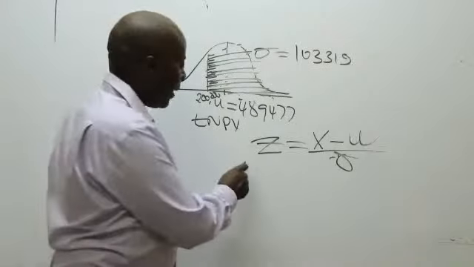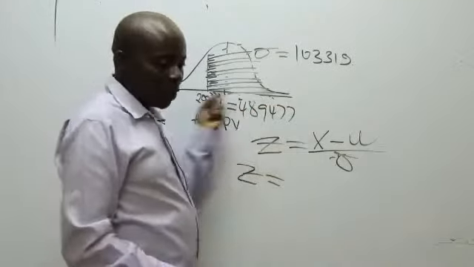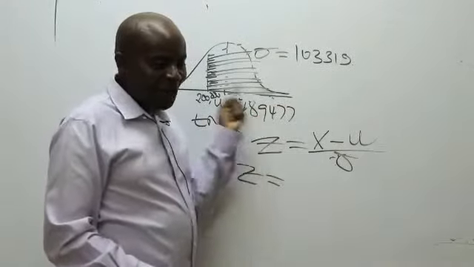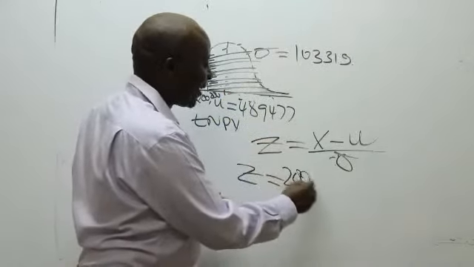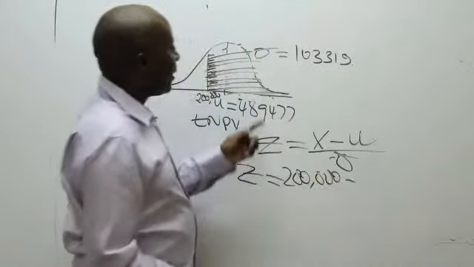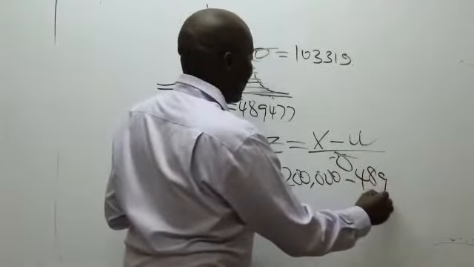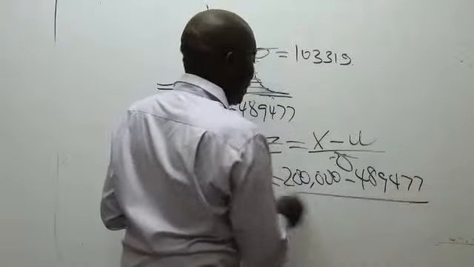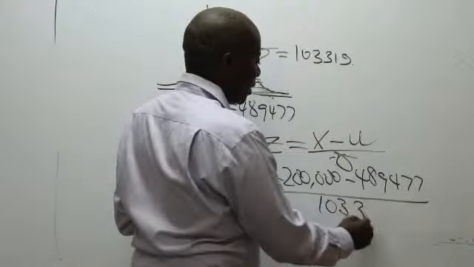So in this case, my Z will be equal to, from your understanding, what will be the value of X here? 200,000 minus the mean. The mean is here, 489,477, divided by the standard deviation, which is 103,319.